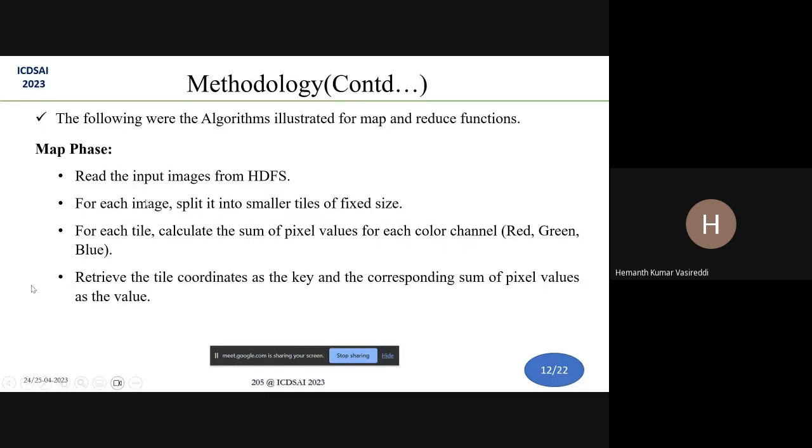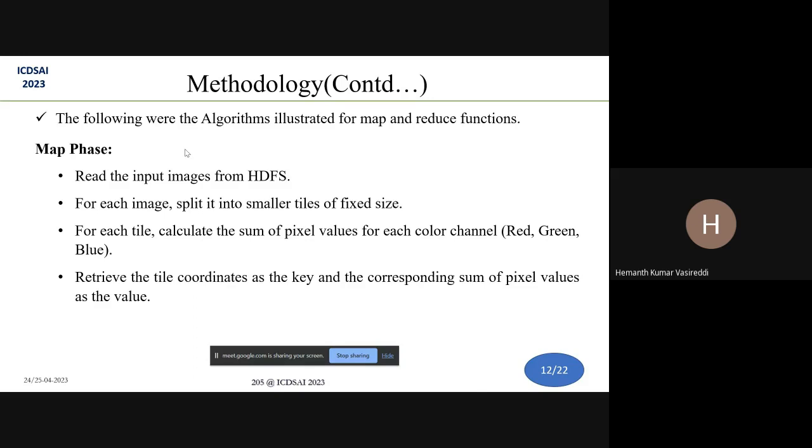First, in the map phase, whatever images we have, we will read from the HDFS, that is the Hadoop Distributed File System, and whatever image we bring, we'll split into small tiles of fixed size. Let us assume it can be a 3x3 grid, or a 5x5 grid, or a 7x7 grid, but we have taken a 3x3 grid.